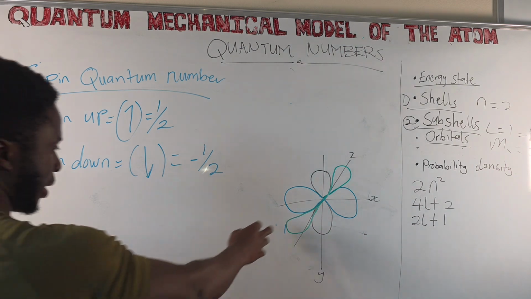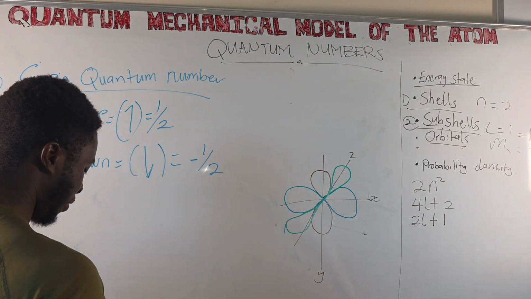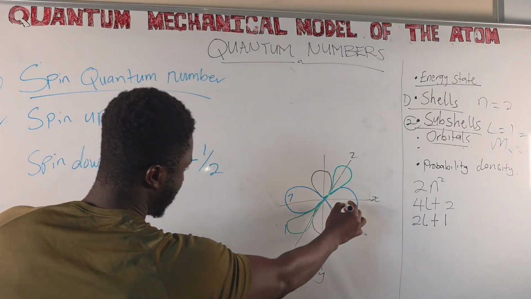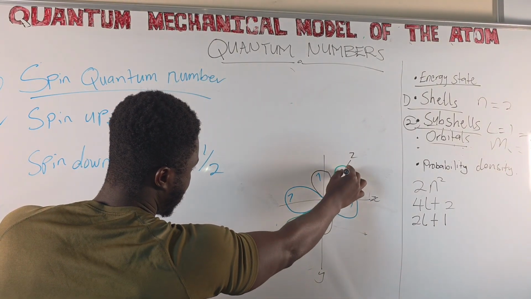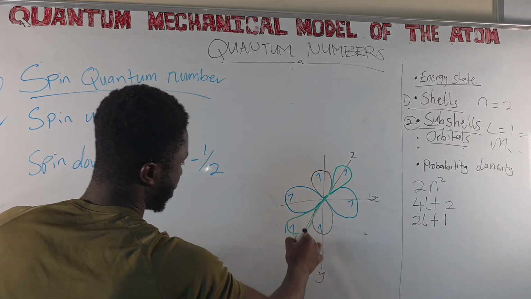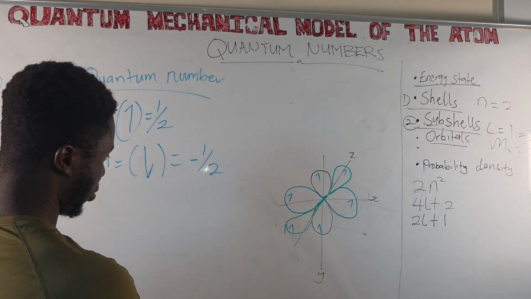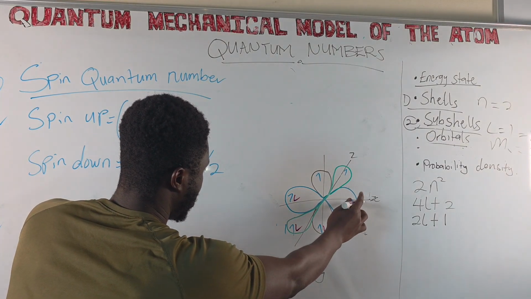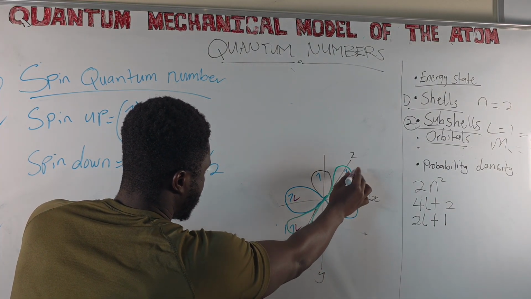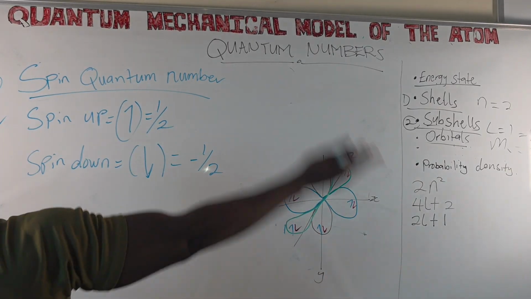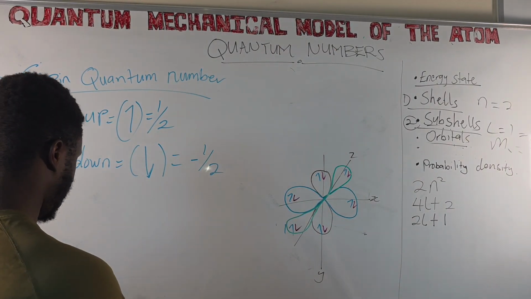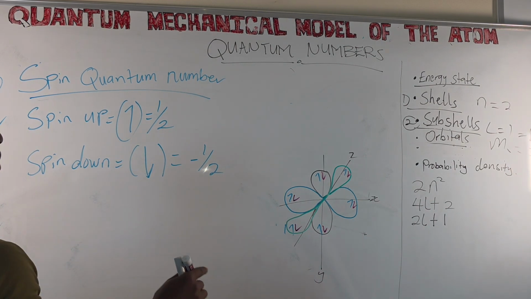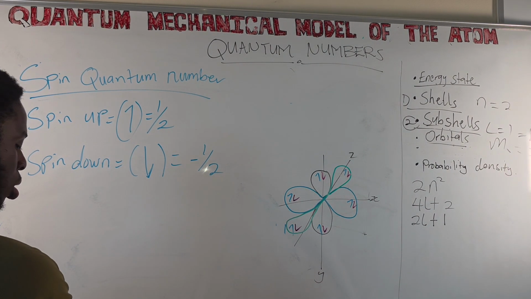So let's say in this subshell, if you have an electron in it, it would exist here with a spin. Then we can have another one with the opposite spin. It could be like that. There isn't much about the spin quantum numbers, but that is what you should remember.